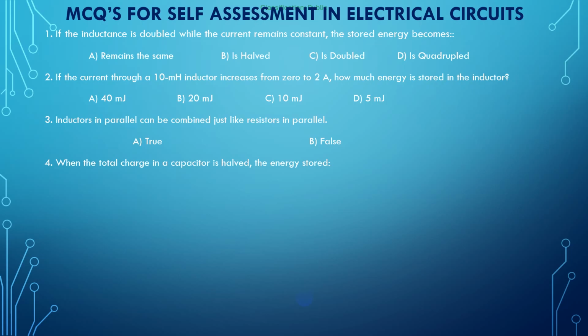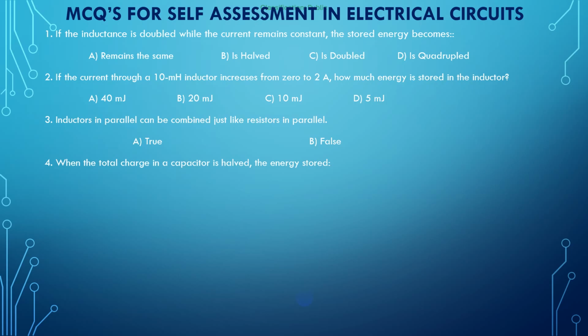So what is it telling? When the total charge of the capacitor is halved, the energy stored... yes, the charge you have to make it half. So Q square is there. Now we have the energy equation in terms of Q and C, which is half Q square by C. It is half CV square, but when we rearrange V in terms of Q, it is half Q square by C. So how much is Q changing? The charge is now half.